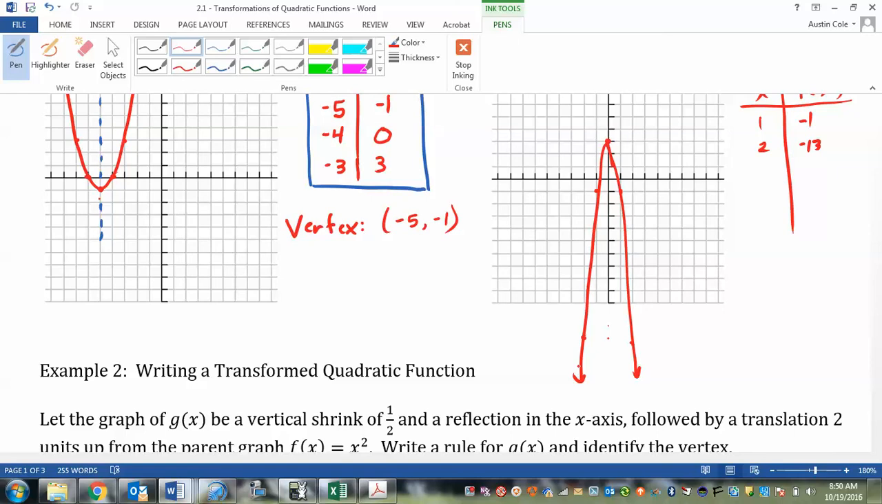Questions, comments, concerns here? I guess we need to identify the vertex, don't we? The vertex is at which point, Luke Johnson? 0, 3. 0, 3 is the vertex. Great.